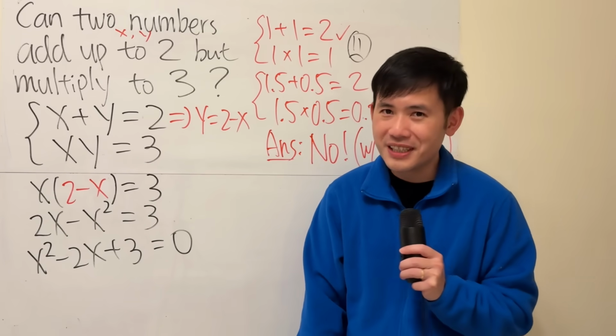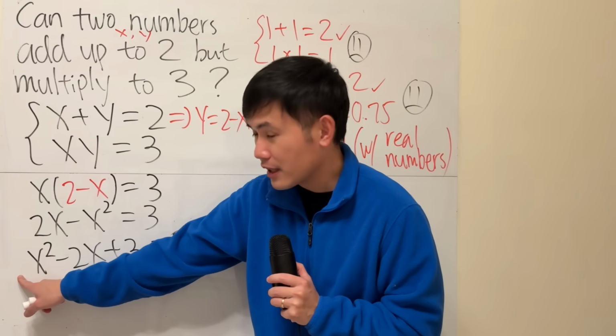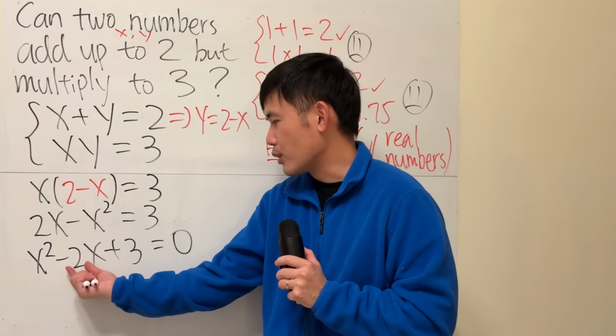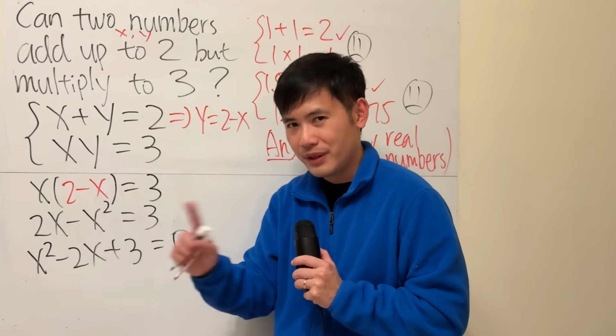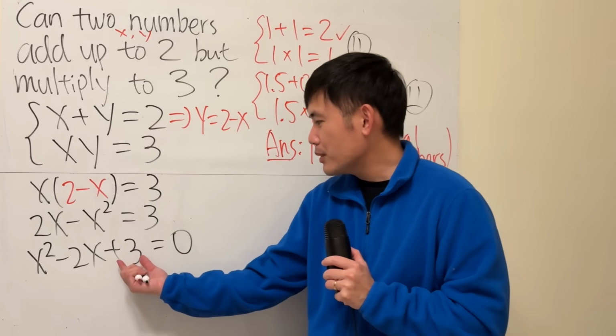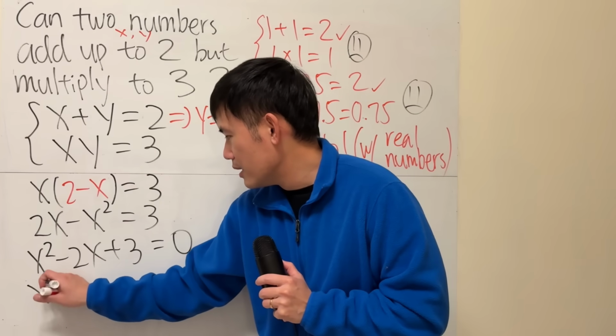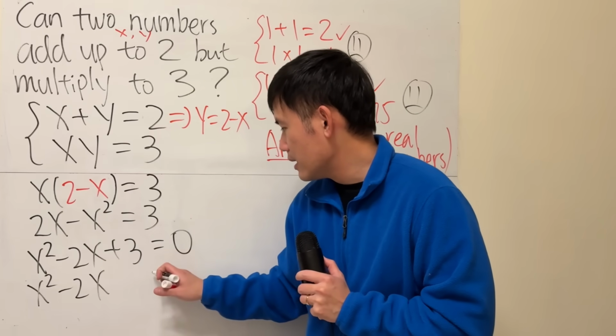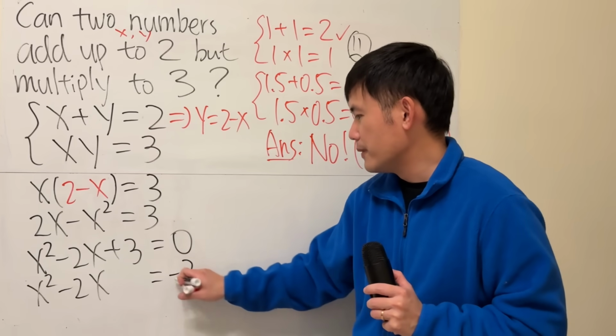Completing the square is better because we have a 1 in front of the x squared already, and also the coefficient of x is an even number. Completing the square would be much better. So I'm going to move the 3 to the other side. x squared minus 2x. Leave a space, and we get negative 3.